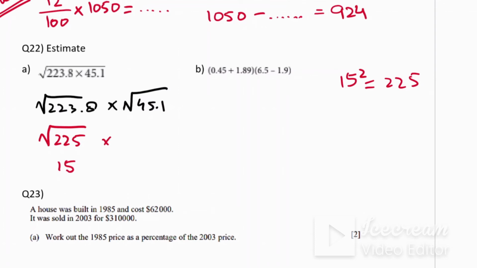Similarly, under root 45.1, 45.1 is not a square number. What is the nearest one? It could be either 36 or 49, and both are square numbers. If it is a square number, it comes out of the root. So for 45, it is better to convert it into 49. Under root 49 is the square of 7, so 49 gives 7.